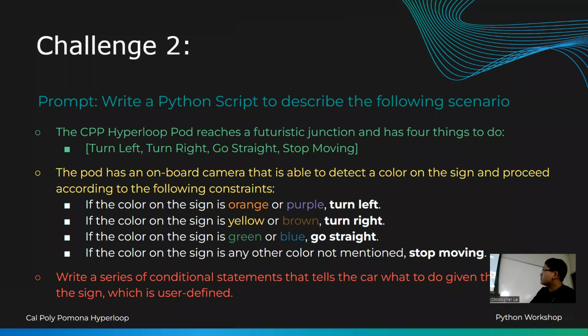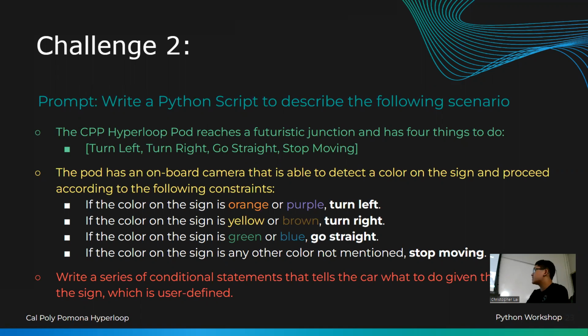The pod has an onboard camera that is able to detect a color on the sign and proceed according to the following constraints. If the color on the sign is orange or purple, turn left. If the color on the sign is yellow or brown, turn right. If the color on the sign is green or blue, go straight. If the color on the sign is any other color not mentioned, stop moving.